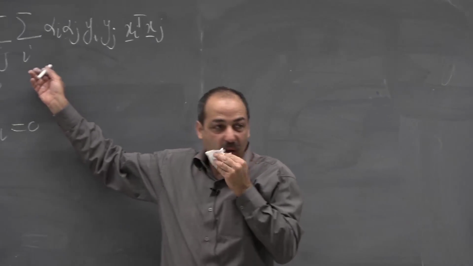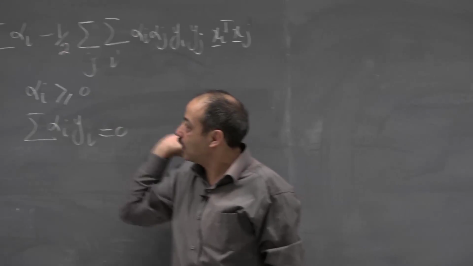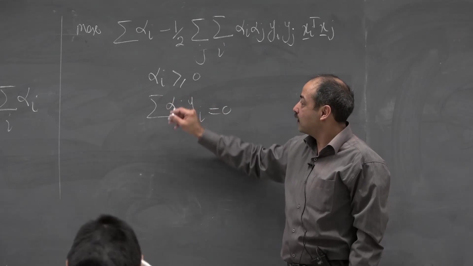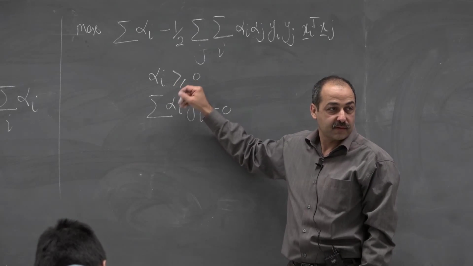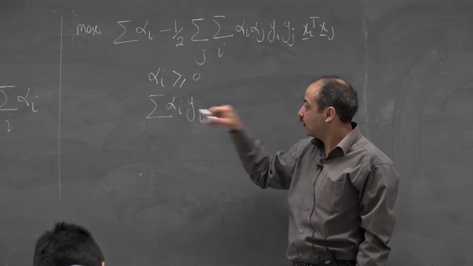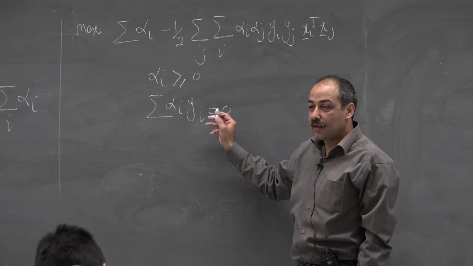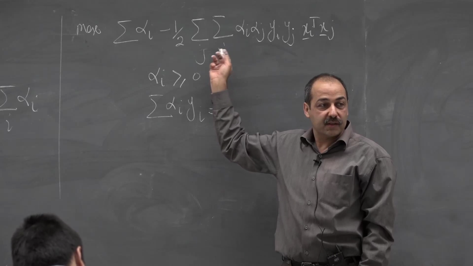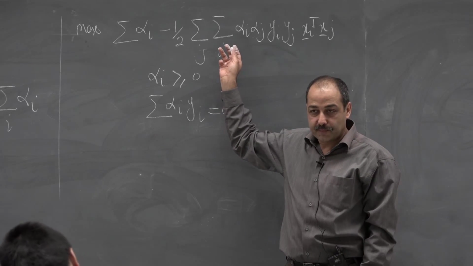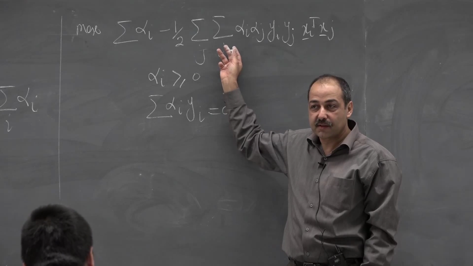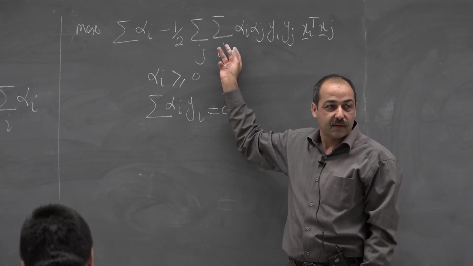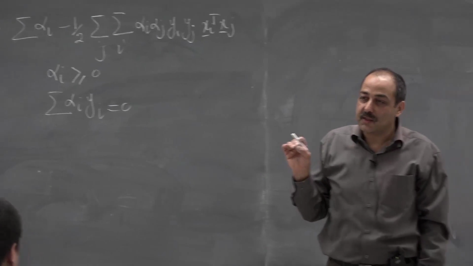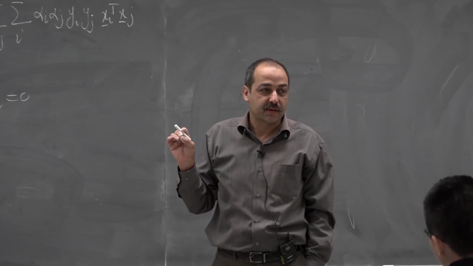So how can we do this? I have to maximize this objective function, and I have some constraints. First of all, the constraints in terms of alpha are linear: alpha i greater than 0, and sigma alpha i yi equal to 0. In terms of alpha, is this function linear? It's quadratic, right? So a quadratic objective function subject to some linear constraints.